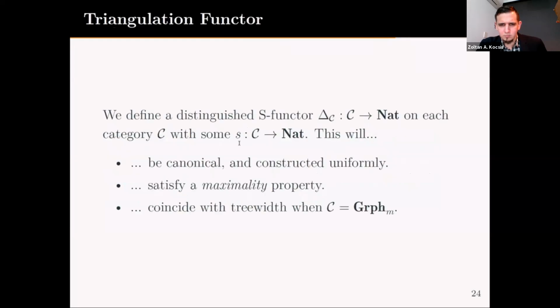But using one such functor S, we can define another functor, delta C, on each spine category C. And this functor will be canonical. Delta C will depend on C only. It will not depend on S. And it will be unique. In particular, it will be maximal. That guarantees uniqueness already. And, as I promised, it will recover Treewidth in the case where C is the category of graphs and monomorphisms.